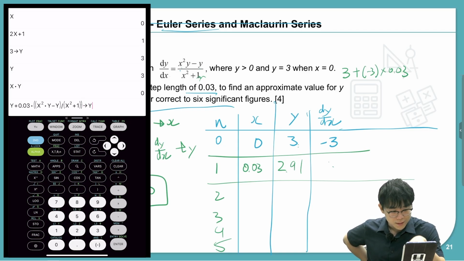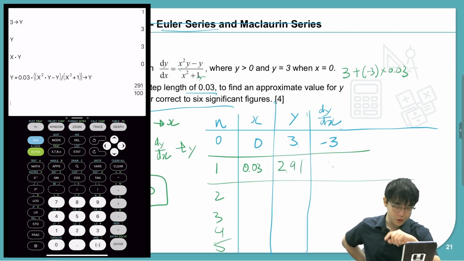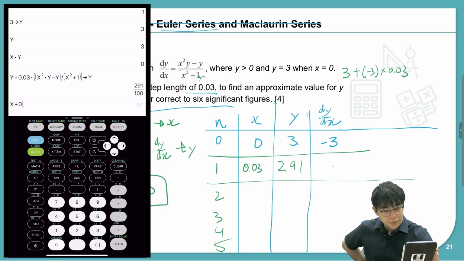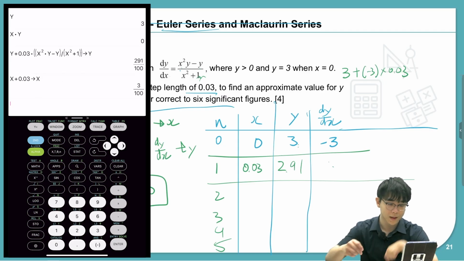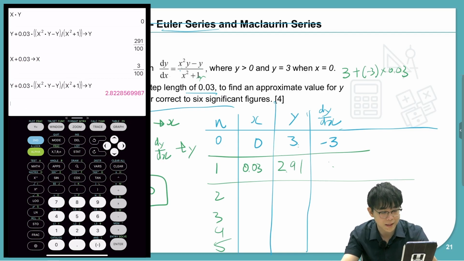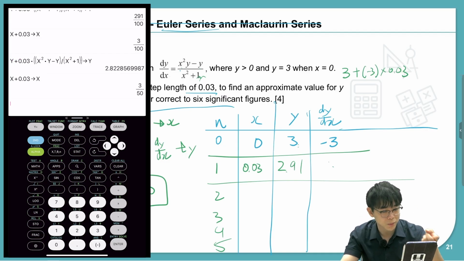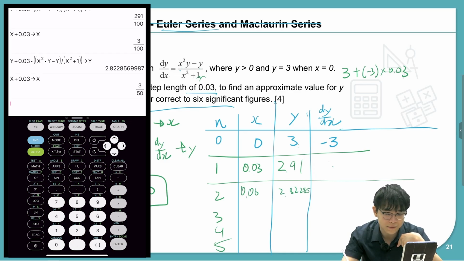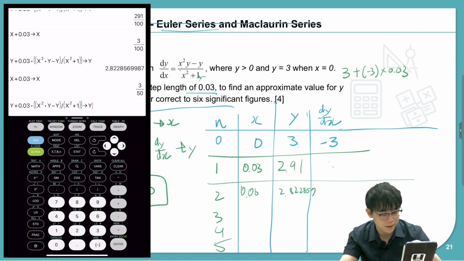Okay. So I just updated my y to be 2.91. And then I'm going to update my x value by adding 0.03. Right? So this x plus 0.03 is going to replace the previous value of x. So yeah, I have 0.03 and 2.91. Now, I just need to enter this function like 4 or 5 more times, right? So without repeating anything. So if I do this one more, I get 0.06 for x, and I get 2.822857-ish for y. And I can do that like 3 more times.